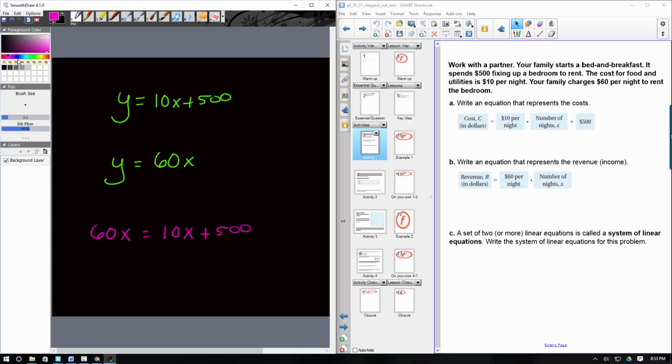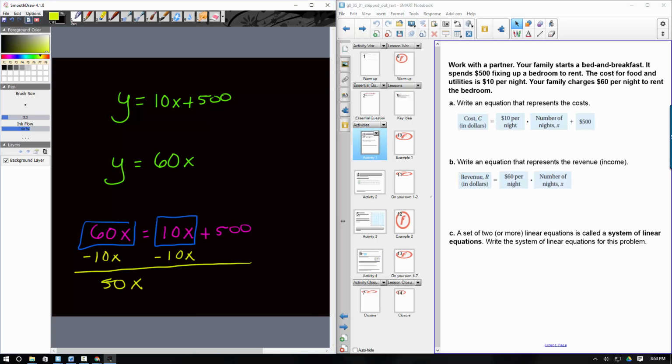So you're going to first of all go through and box your coefficients. I want to get them to the same side. So I'm going to subtract. So I'm going to say minus 10x, minus 10x, and I'll have 50x equals 500. And I have, of course, to do the multiplicative inverse, which is 1 over 50, to both sides. So x equals 10. Now, what does this mean?